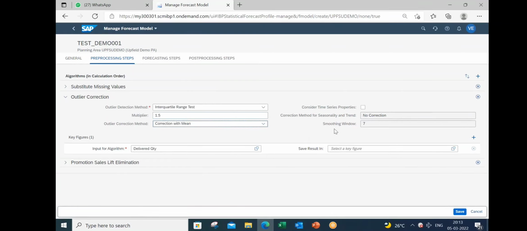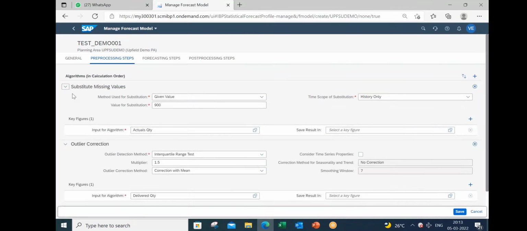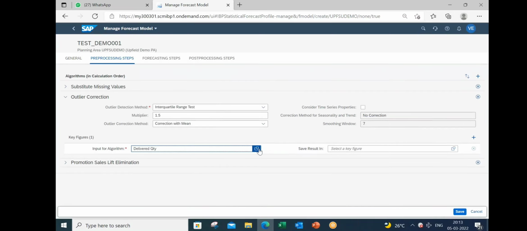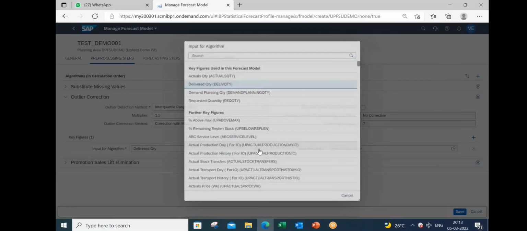Okay, so consider time series properties. This is one specific concept again, so we will discuss this separately. And remember, for life cycling, we have the indicator here. Like that, you have the consider time series properties indicator also here. Now again, it is asking what the input algorithm is. The input algorithm is this actuals quantity, right? Yes. So actuals quantity.